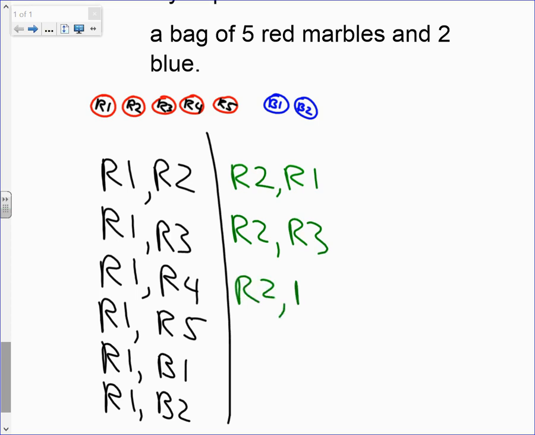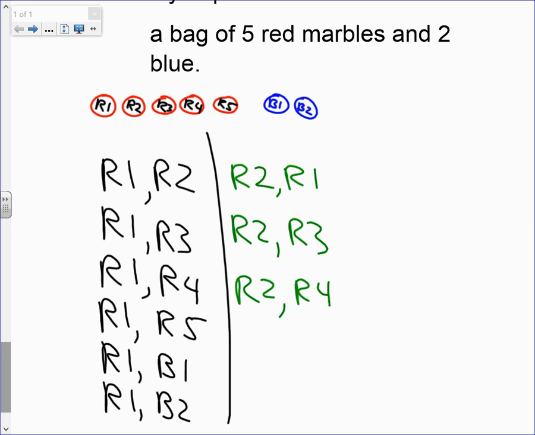R2, R4. See, it's the second red marble's turn. So I can get the second red marble with the first, the third, the fourth, the fifth, blue one, blue two. It goes on. The question is, how many outcomes would there be? A lot. So do this. 1, 2, 3, 4, 5, 6. 1, 2, 3, 4, 5. He's saying 42.